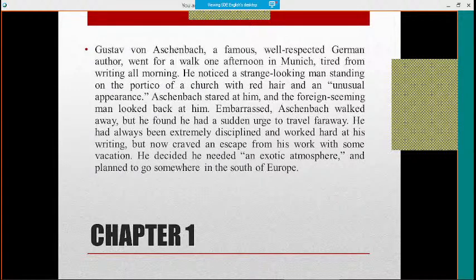He had always been extremely disciplined. Gustav von Aschenbach lives a very disciplined life. And he craved an escape from his work because he hasn't taken leave or vacation for a long period of time. For a long time he has been working extremely hard. So he wanted a break from this. He decided he needed an exotic atmosphere, and he planned to go somewhere in the south of Europe.